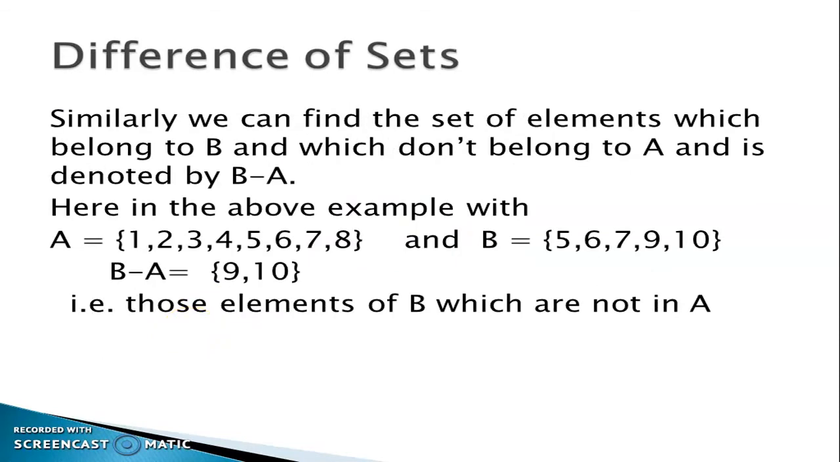Similarly, we can find the set of elements which belong to B and which do not belong to A and is denoted by B minus A. Here in the above example, with A equal to 1, 2, 3, 4, 5, 6, 7 and 8 and set B consisting of 5, 6, 7, 9 and 10, B minus A is equal to 9 and 10, the two elements of B which are not in A.